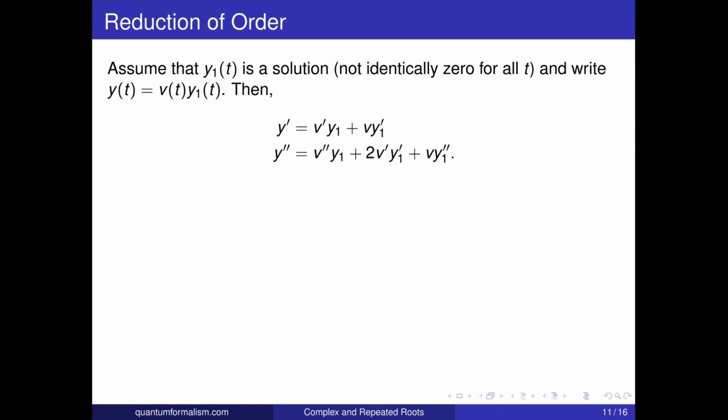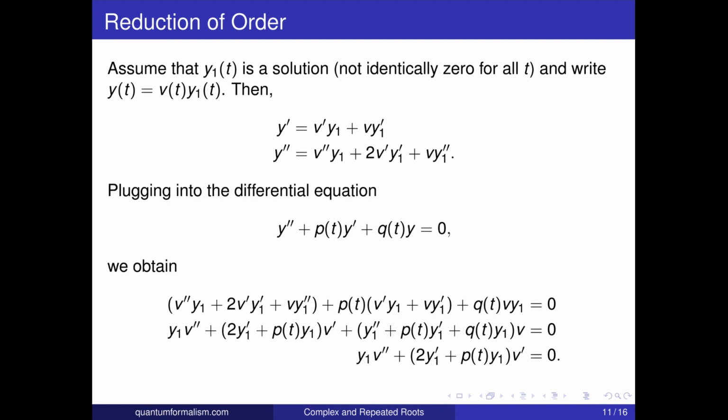So we assume we have some solution. Non-trivial means it's not the 0 function. It's not identically equal to 0 for all values of t. We'll write y of t equal to v of t times y1 of t, and plug into the differential equation and hope that we get something reasonable that we can solve for v. When we take the derivatives, like I said, we'll do the product rule. And so we'll have these terms where we don't have any derivatives of v appearing, and then we have the other terms where derivatives of v will appear.